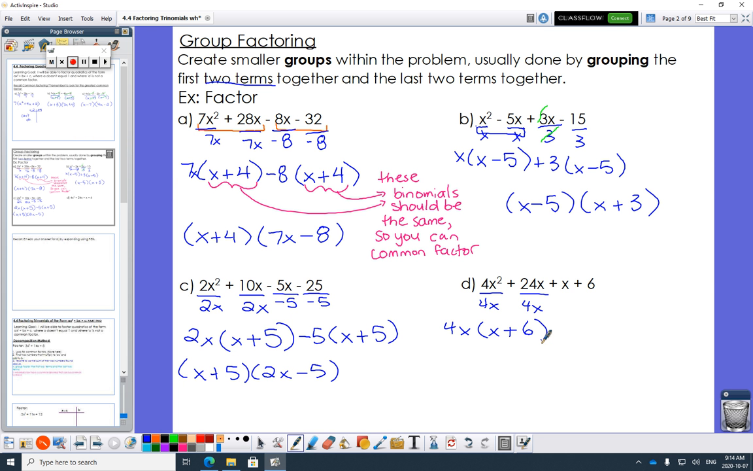Okay, so now this one is weird. So this is already our common factor. So we don't want to divide by anything. But what number could you divide by that won't change anything? 1. So we're going to use 1. Okay?